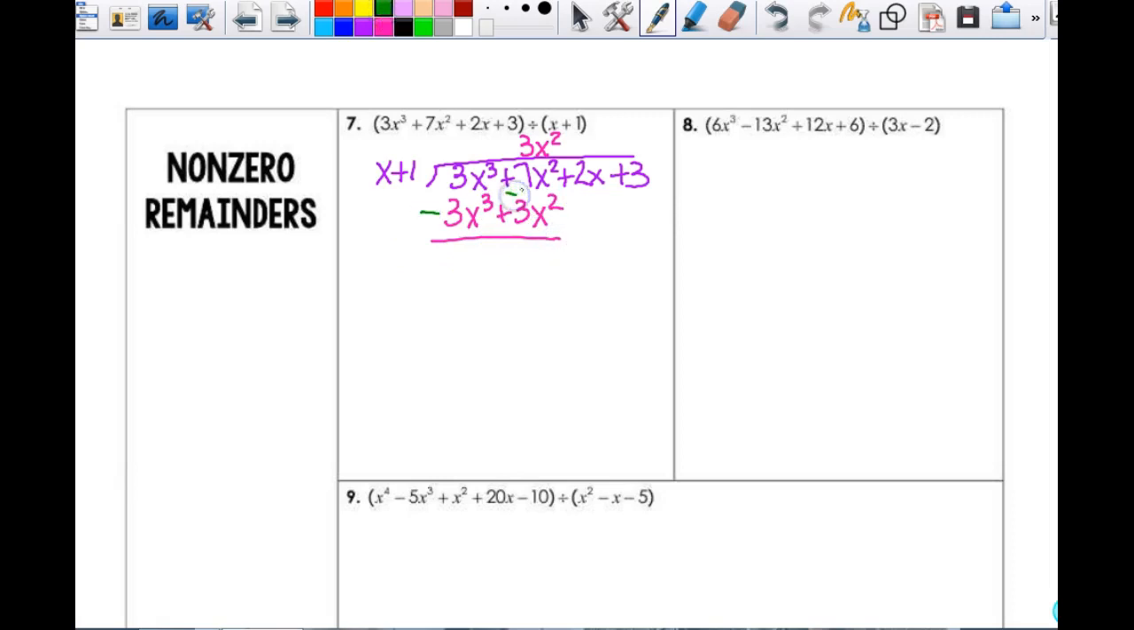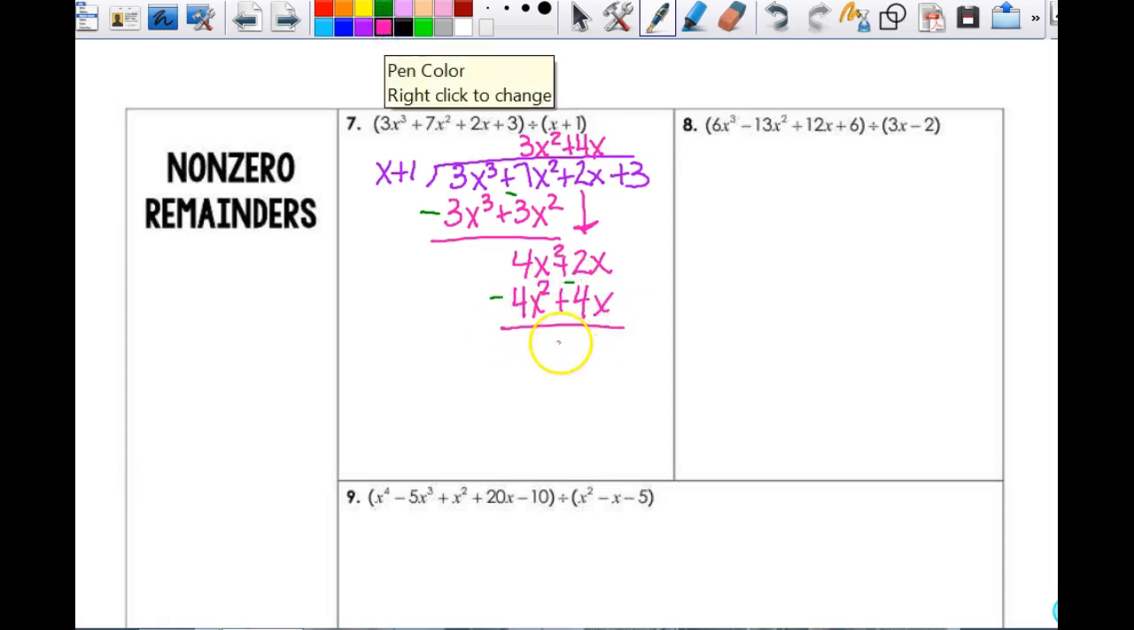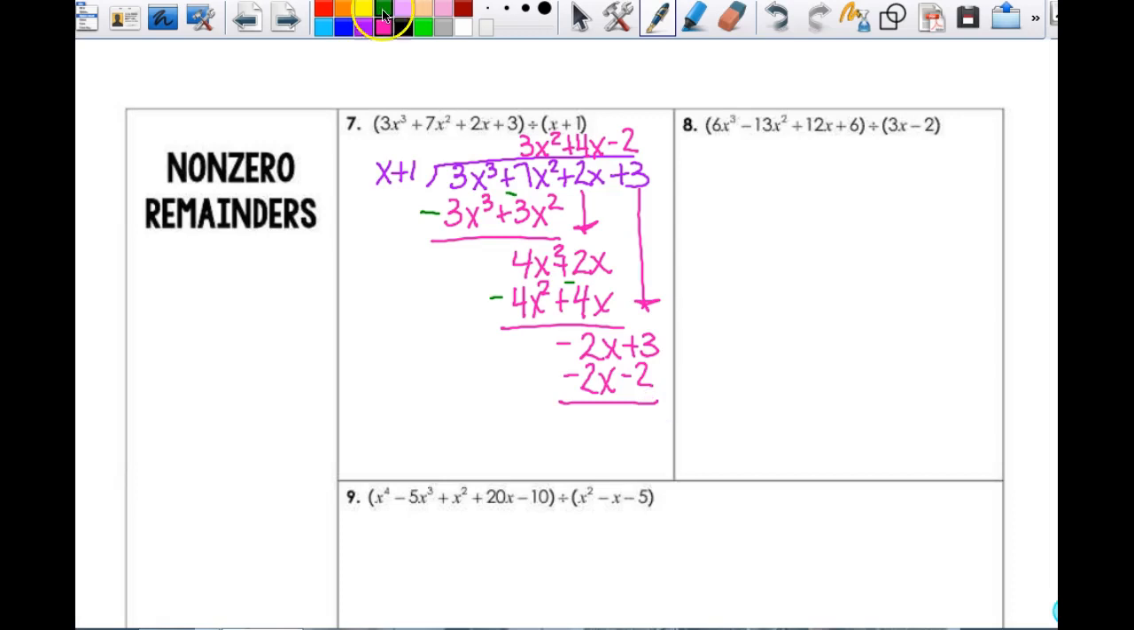Change my signs. And this zeroes out. This gives me a positive 4x squared plus 2x once I bring that down. So this will be a positive 4x. 4x squared plus 4x. I change my signs. This becomes a negative 2x plus 3. Bring down my 3. X goes into negative 2x minus 2 times. So I get negative 2x, and negative 2 times 1 is negative 2. I change my signs.